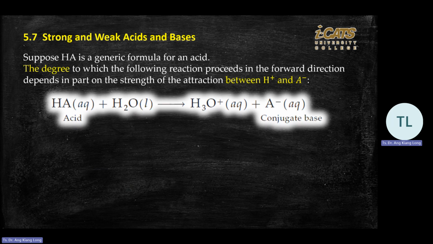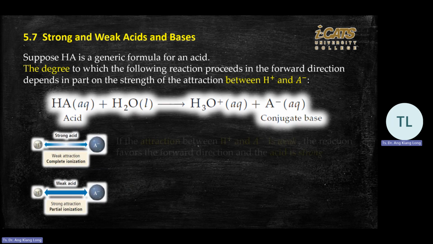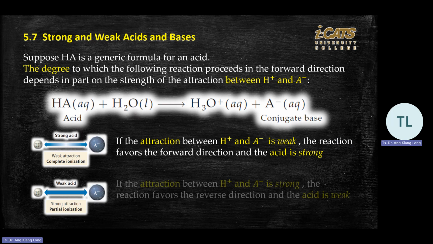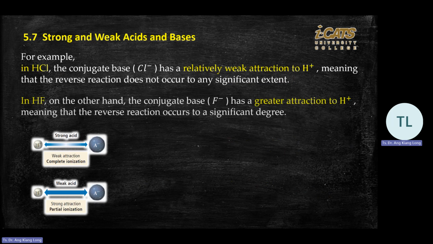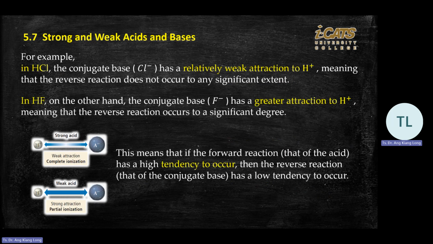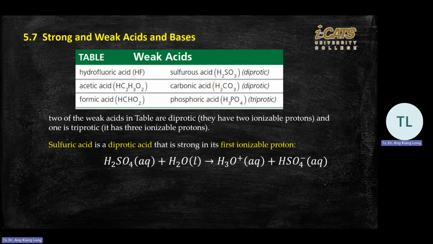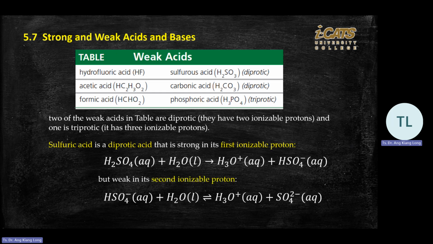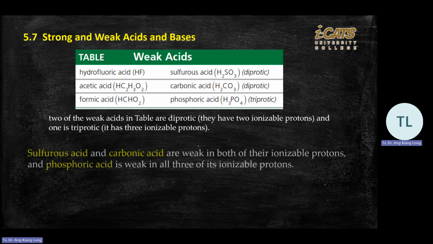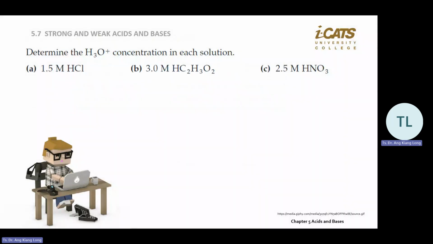This one you read. It's the concept of weak and strong acid. So memorize three from here. What are the examples of weak acid and strong acid?